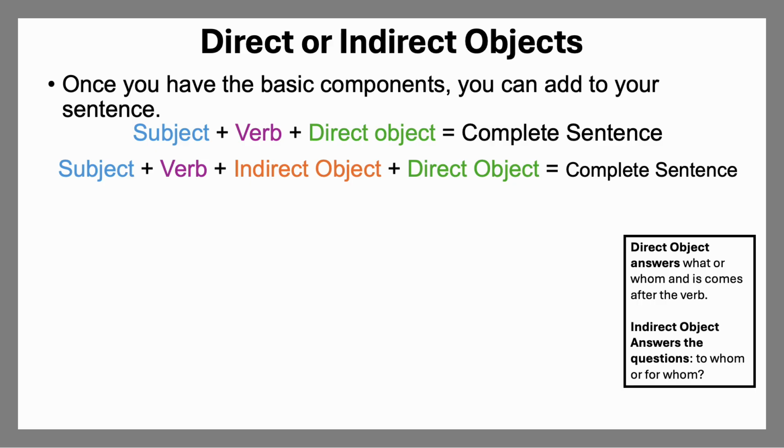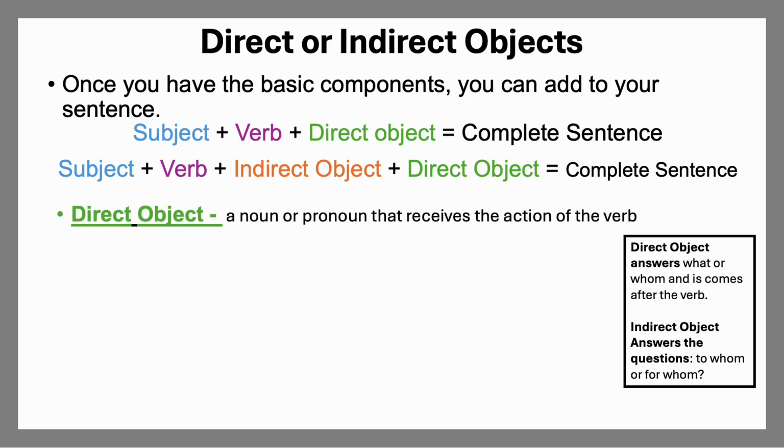Now, when we introduce indirect objects, the order is always going to be subject, verb, indirect object, direct object. Understanding this formula is not only going to help you create sentences, but also recognize when those sentences are incorrect if you are analyzing or editing a paper. Just a heads up, in that bottom right hand corner, a direct object answers what or whom, and it comes after the verb. Indirect object answers the questions to whom or for whom. That'll make more sense when we look at some of our examples, but just understanding what those questions answer is a little bit helpful.